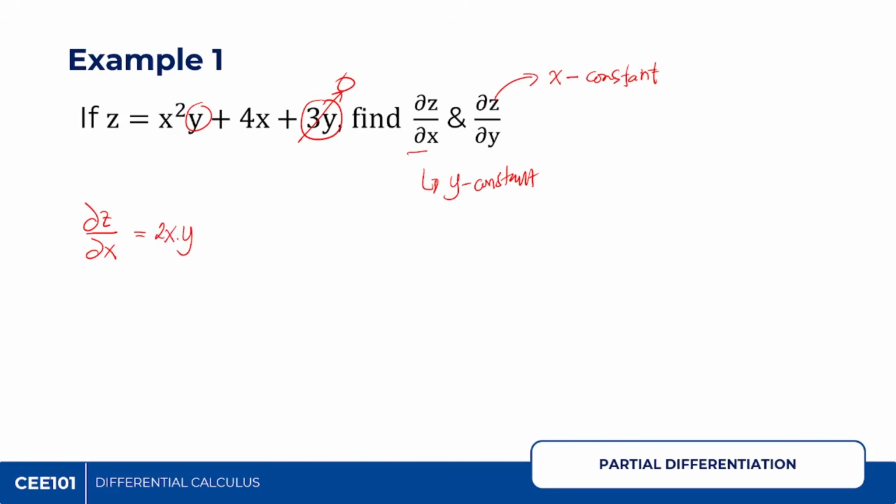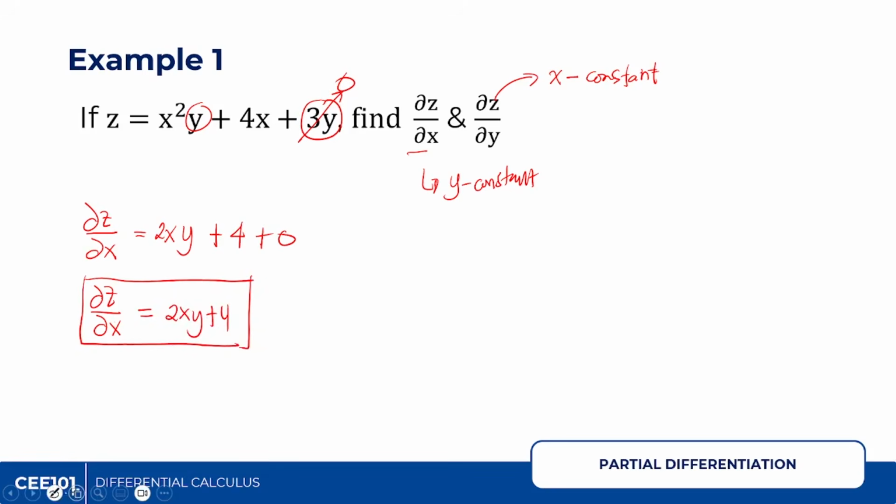Okay? Then y. Plus, the derivative of 4x is basically 4. This one is treated as a constant, so that is 0. So the partial derivative of function z with respect to x will be equal to 2xy plus 4. So that is your partial derivative of z function with respect to x.